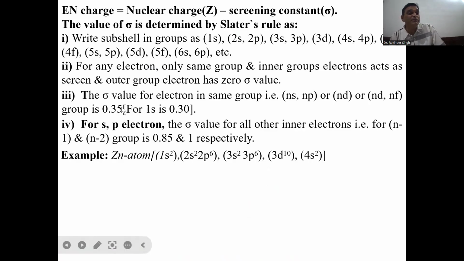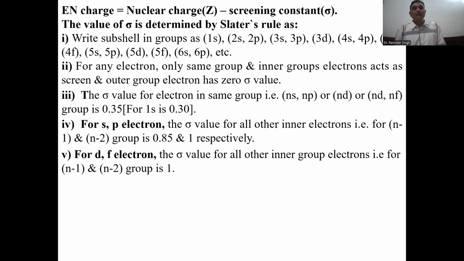Next, the point number 3, the electron present in the same group will cause the screening effect value of 0.35. At exception for the 1s, the value is 0.30, right? For the S and P, the inner electrons, if the inner electrons are of n-1, the screening constant value will be 0.85. And next inner, n-2, and more inners all have screening constant value of 1.